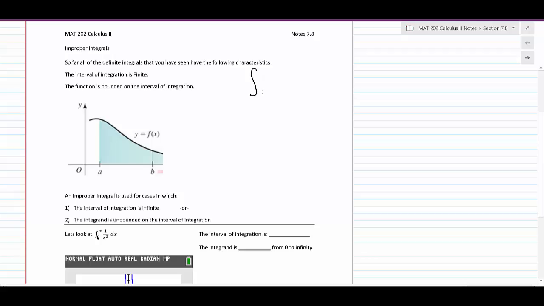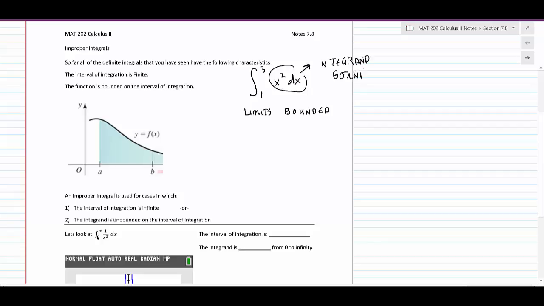You've always integrated from, let's just use a simple example, from 1 to 3 of dx. The limits of integration are bounded. What we mean by that is 1 to 3 is a defined interval. It's not like 1 to infinity. There's a definitive starting point and a definitive end point. And this thing, we call the integrand, that's what you're integrating, it's also bounded.